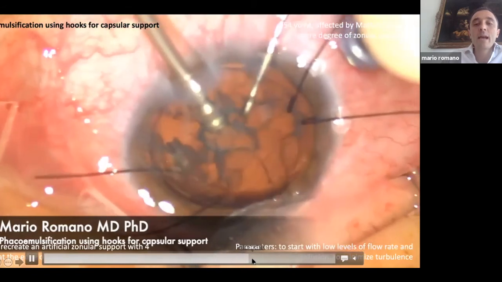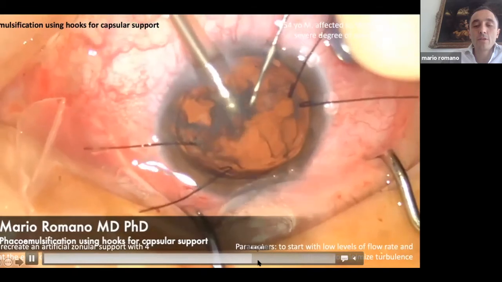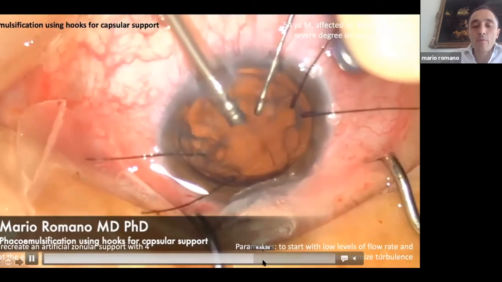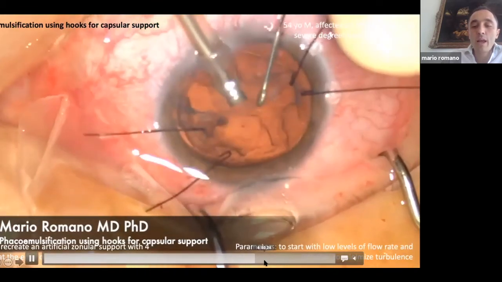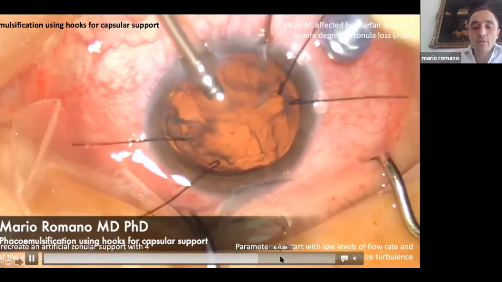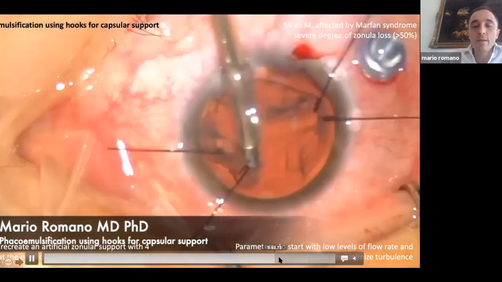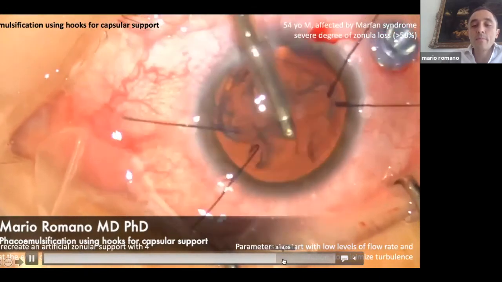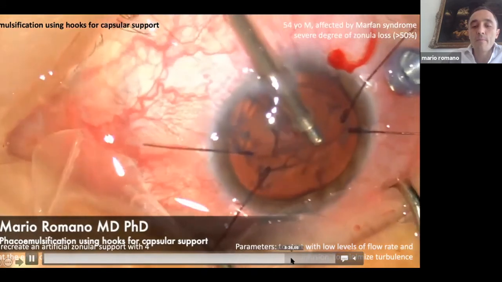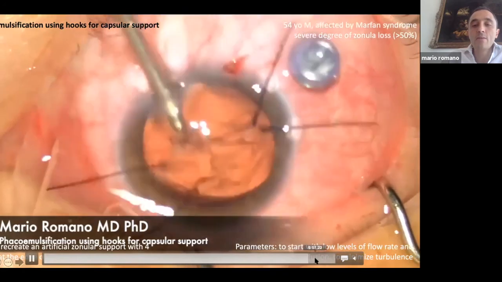Okay, the capsular bag is still in place. You will see by the end of the surgery. Of course, you need to start with low levels of flow rate and infusion in order to minimize the turbulence. Then I was cleaning everything with EA. And at the end, everything was done.